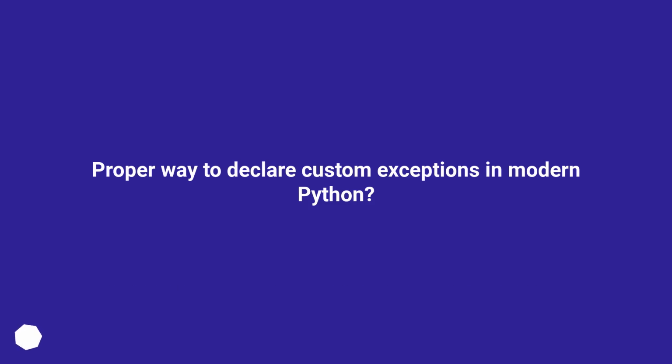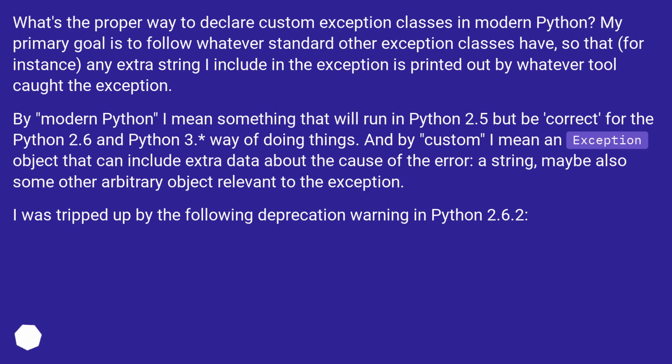Proper way to declare custom exceptions in modern Python? What's the proper way to declare custom exception classes in modern Python? My primary goal is to follow whatever standard other exception classes have, so that, for instance, any extra string I include in the exception is printed out by whatever tool caught the exception.